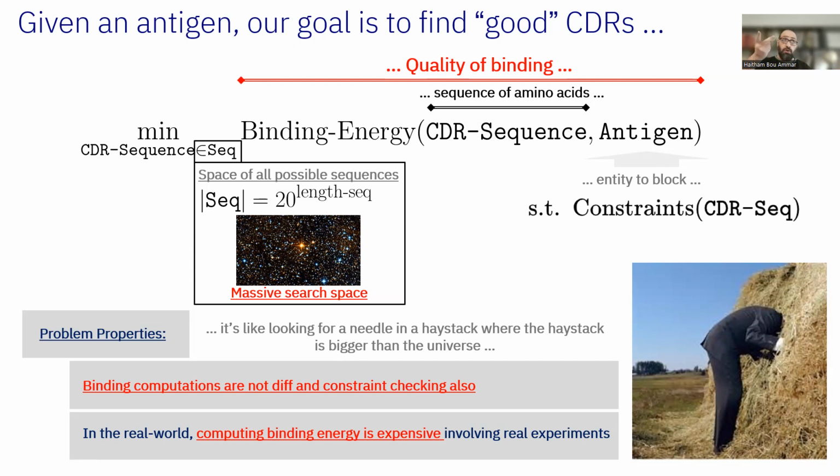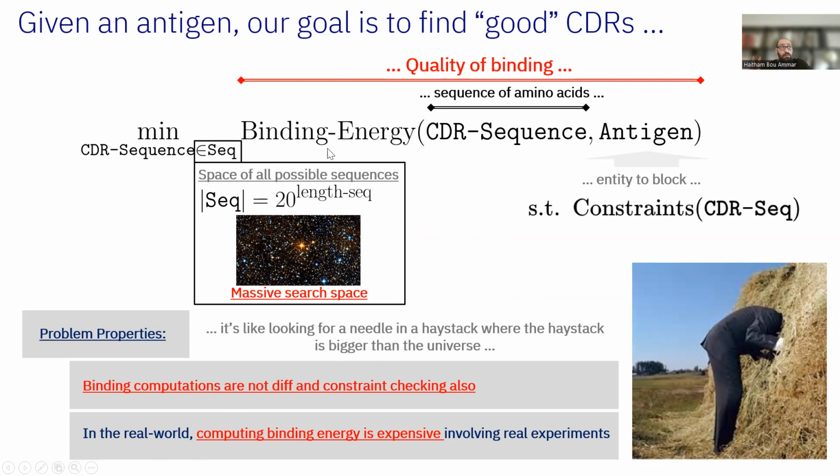As I showed you, the order matters, right? So now you have a combinatorial problem. And that combinatorial problem will have such a big search space that it will make it very, very hard to find the solution. So it's really like looking for a needle in a haystack, where the haystack is bigger than the universe itself. Now, the binding energy computation is not differentiable. As you see, it's a discrete entity anyways.